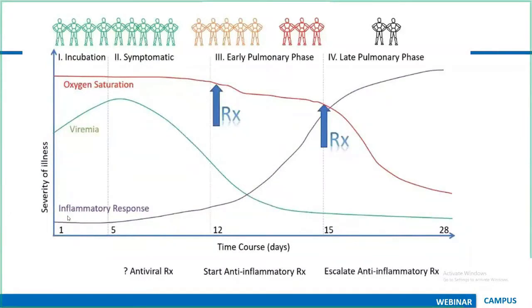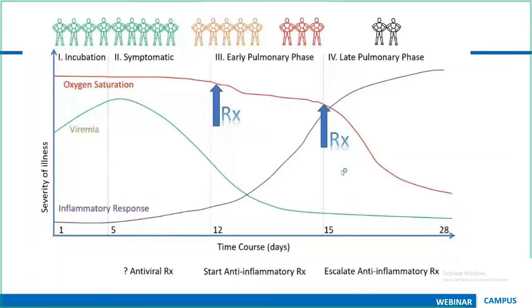Then coming to the inflammatory response. In the initial 5 to 7 days, you won't get an inflammatory response. But later on, after the end of 1 week, the patient will develop an inflammatory response by the time the viremia settles down. So at this point, you have to start the inflammatory therapy.